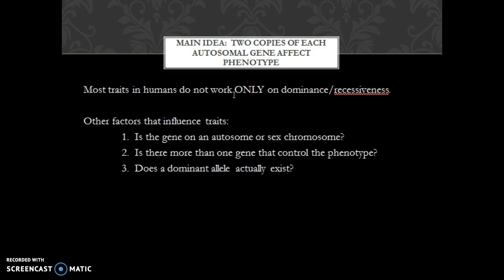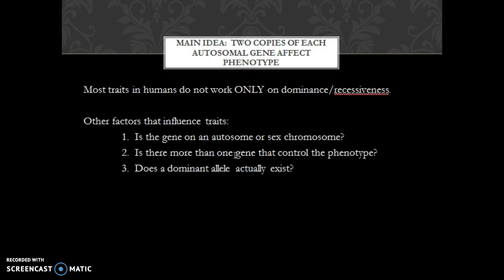So what other things might affect those traits, like eye color? Well, first off, number 1 here, the gene that determines a trait. Is it on an autosome or is it on the sex chromosome? The second thing, is there more than one gene that controls the phenotype?